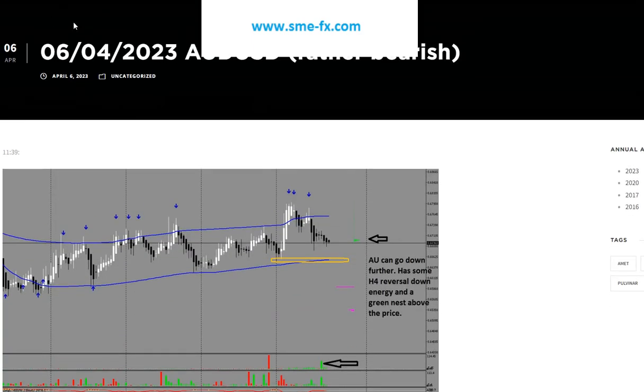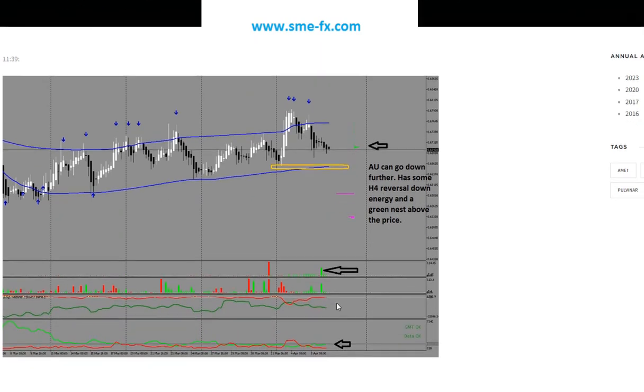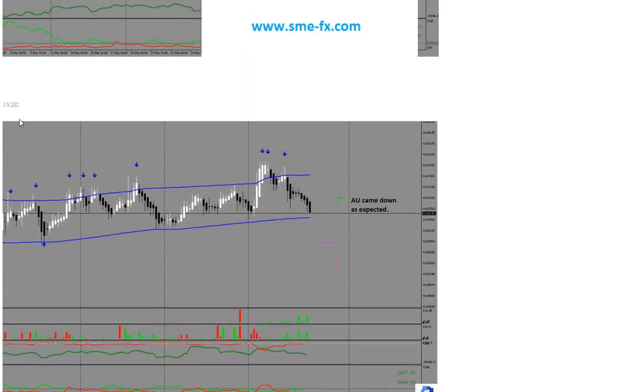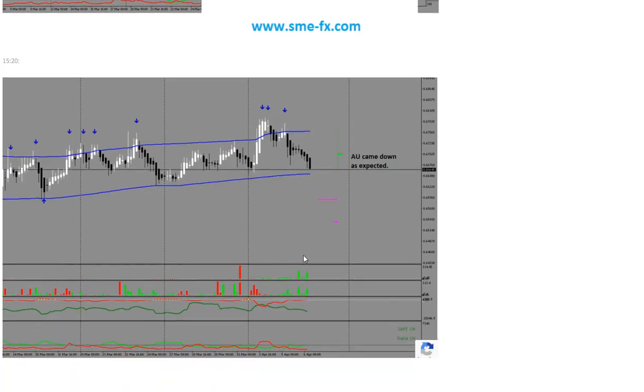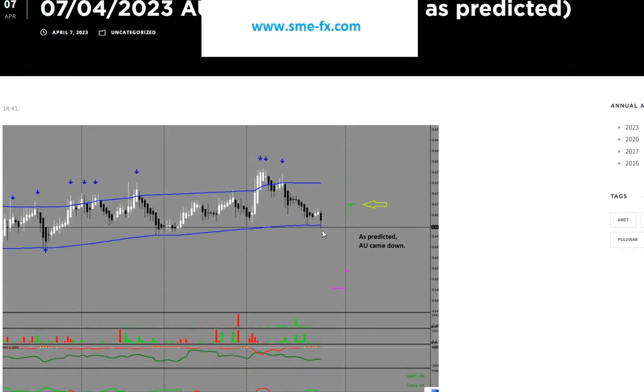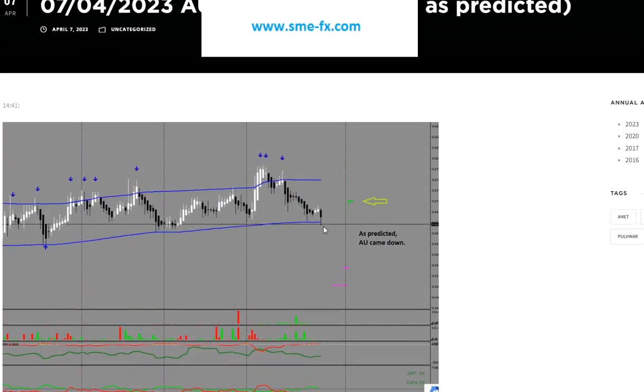Okay, then on the 6th I wrote rather bearish. You see the price came down, but look, above the price we have a nice longy nest. So the price doesn't want to go up and let those win. I said Australian dollar can go down further, has some 4 hour reversal down energy, and the green nest above the price. So I predicted it will go down, and so it did. That was 11:39 at 15:20. Around 4 hours later, it came down nicely to the lower band. Then on the 7th it touched the lower 4 hour band. Beautiful trade, that one.